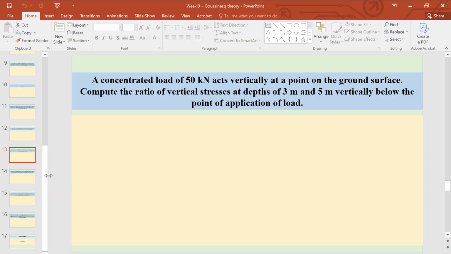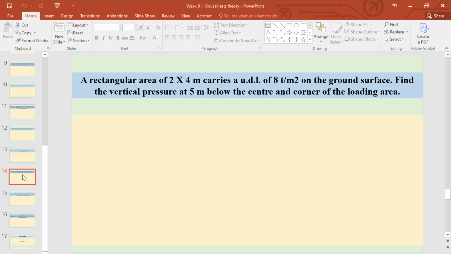Next question. A rectangular area of 2 by 4 meter carries a UDL, that is, a uniformly distributed load, of 8 ton per meter square on the ground surface. Find the vertical pressure at 5 meter below the center and corner of the loading area.